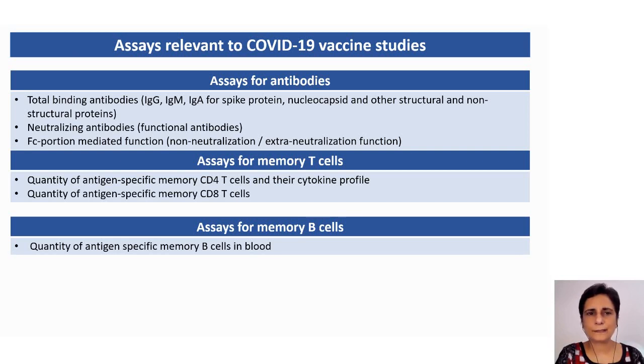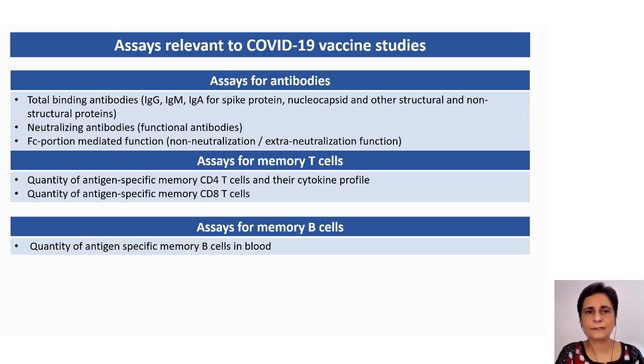Among the assays for antibodies, we measure total binding antibodies. Those can be of different classes: IgG, IgM, IgA. We can look for antibodies to the spike protein, to the nucleocapsid, as well as to structural and non-structural proteins. We can look for functional antibodies, which are usually the correlates of protection for other viruses and maybe correlates of protection here as well. These are neutralizing antibodies that prevent the virus from entering inside the host cell and replicating.